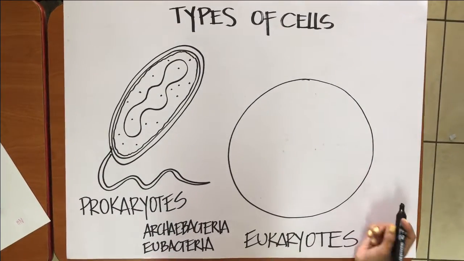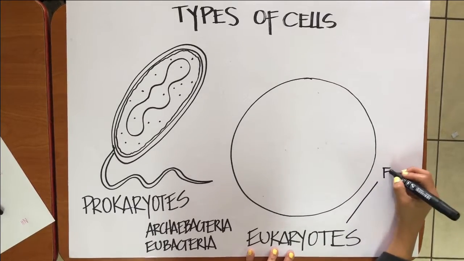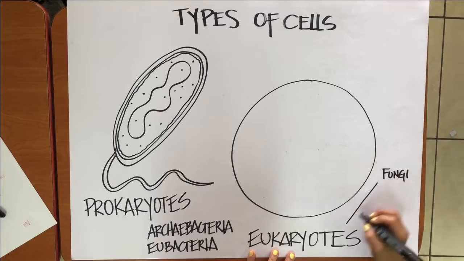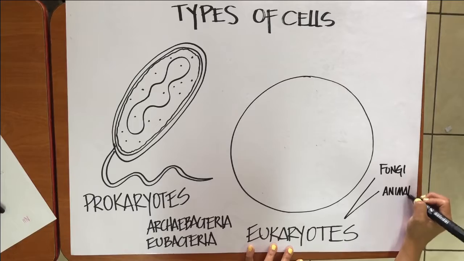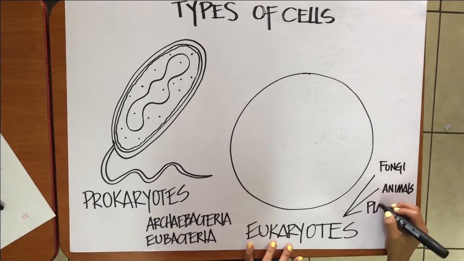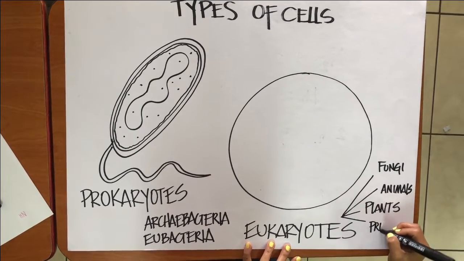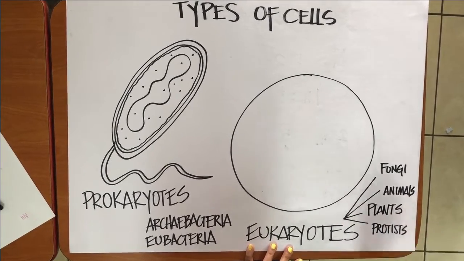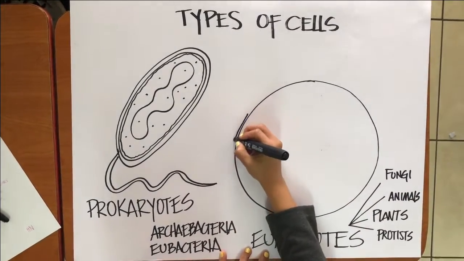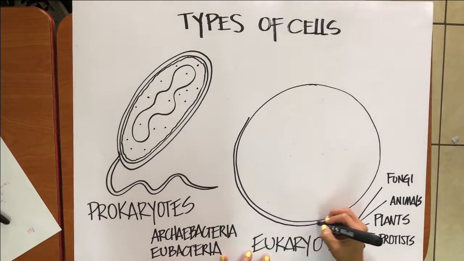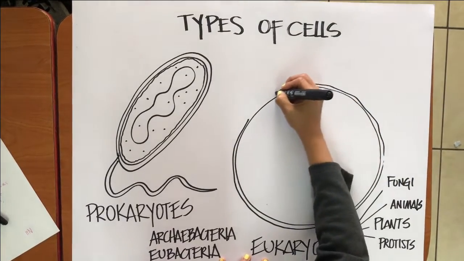If we jump to this type of cell, eukaryotes, which organisms have this type of cell? We have fungi, animals, plants, and protists. So what will be the main features of this cell? It has a cell membrane. It has a cell wall if it's a plant.